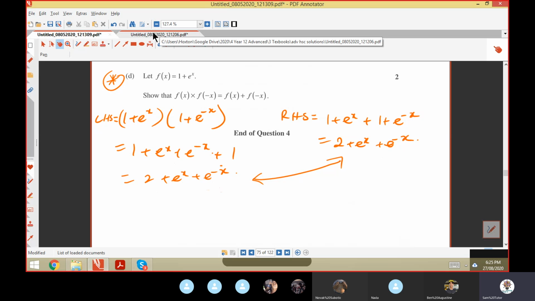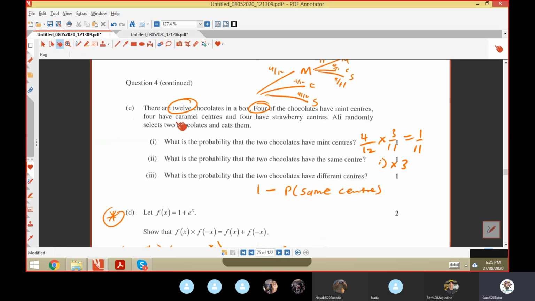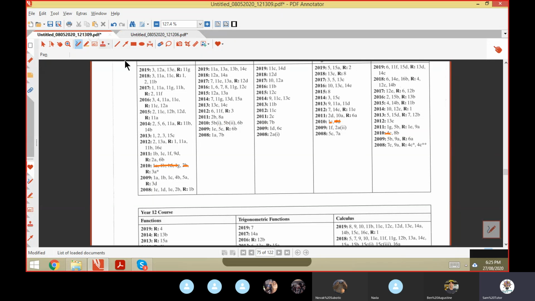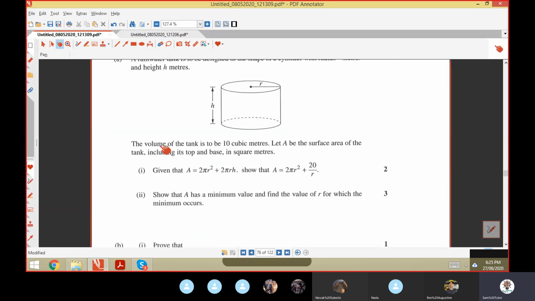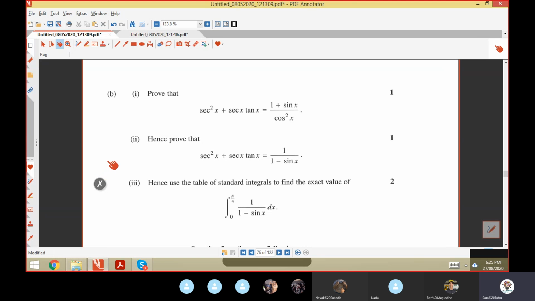Next page. All good? Everyone at home? Any questions? All right, what was that? That was question 4, C and D. Let me just cross them off so I don't forget. Question 4D, 4C. We're up to 5b(i), b(ii). There it is.